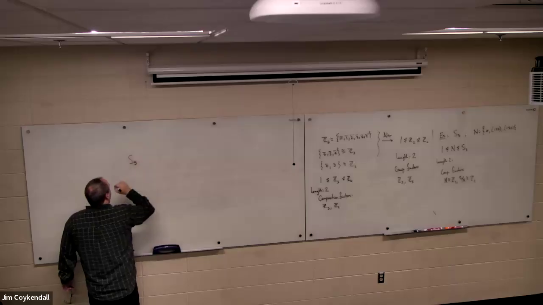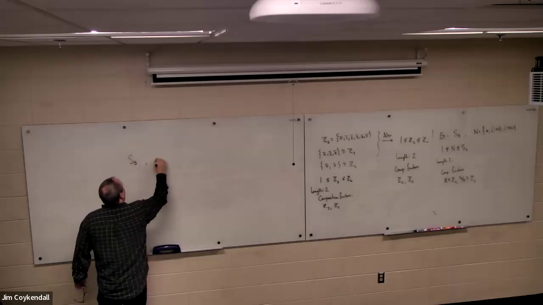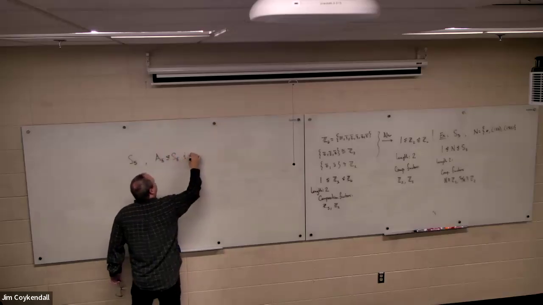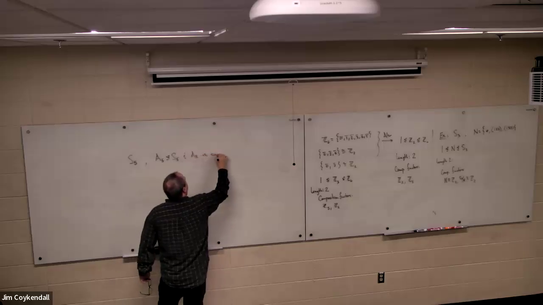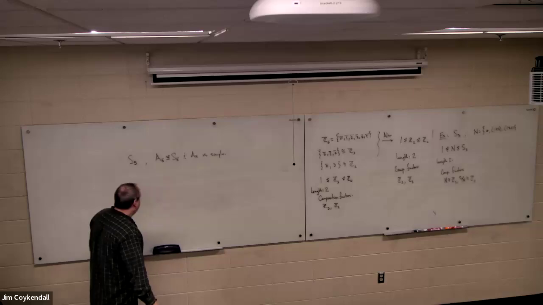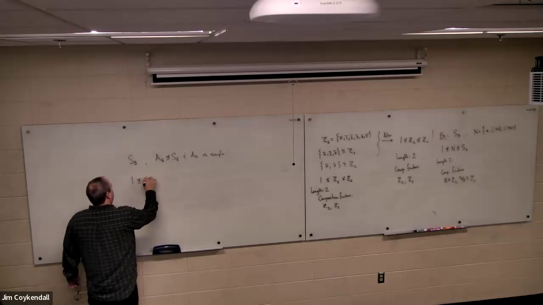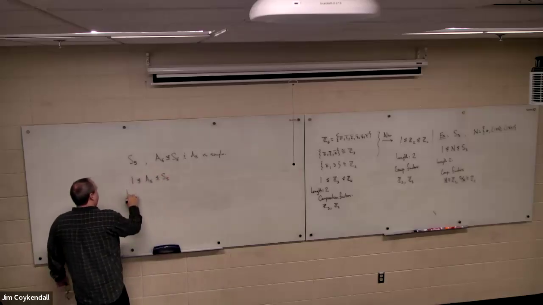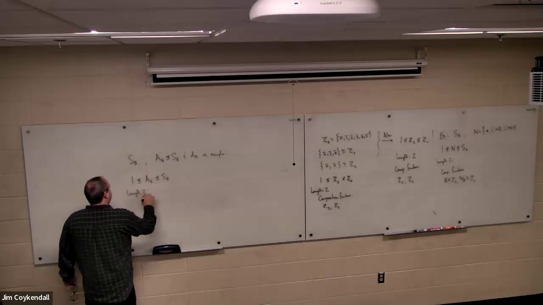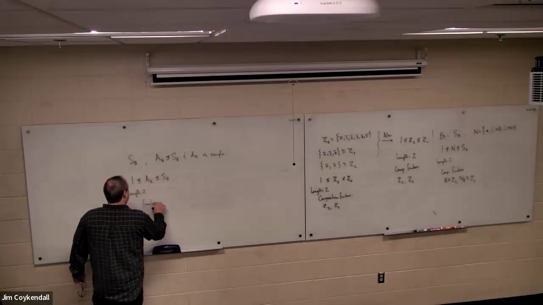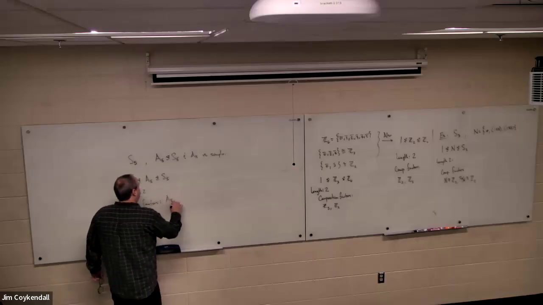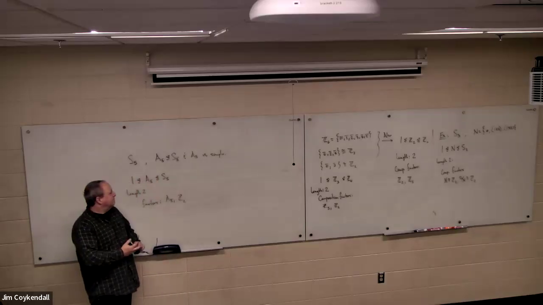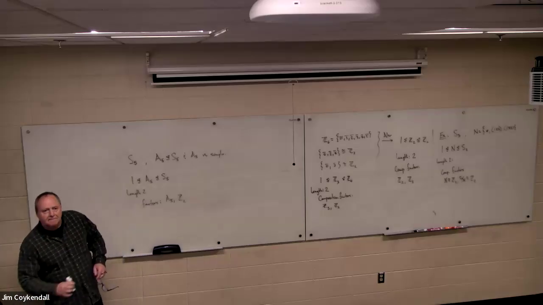Here's another one. This one's short too. S5 has A5, which is normal in S5, and A5 is simple. So a composition series for this would be 1, A5, S5. So the length, again, is 2, and the composition factors are A5 and Z2. Okay. Any questions?